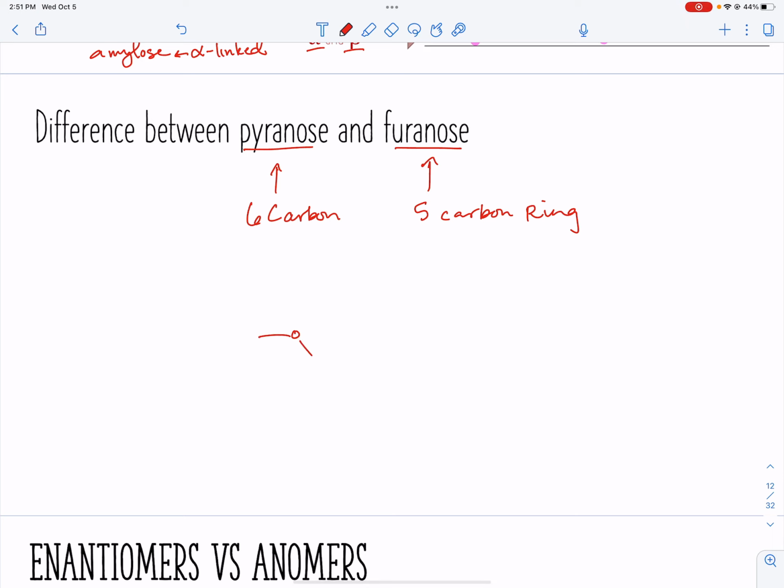And you'll always have, there's carbon 1, 2, 3, 4, 5 there, and then 6 right there. You always have 6 carbons present. Not all 6 carbons are going to be in the ring. Carbon 6 is usually pointed upwards. But furanose will look a little different. The oxygen will be, it'll look a little more symmetrical.